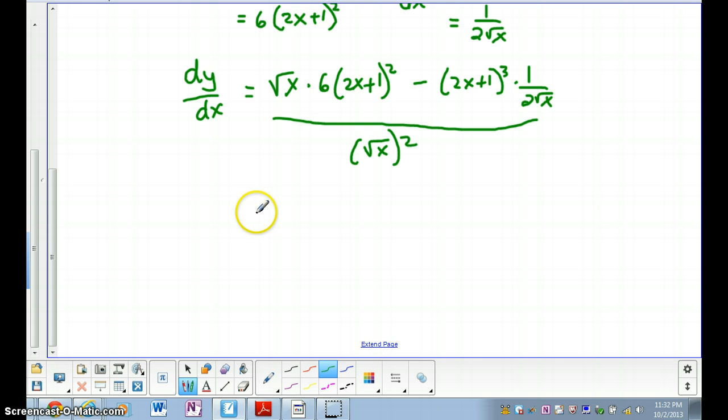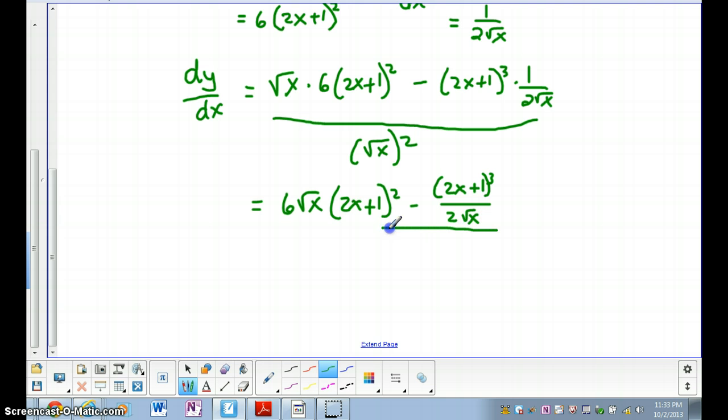Okay, so let's simplify this. And we have 6 times the square root of x times (2x plus 1) squared minus (2x plus 1) cubed over 2 times the square root of x, all over the square root of x squared, which would be x.